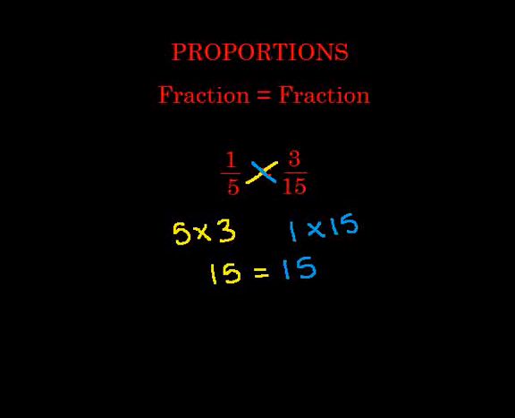Now another way of looking at this is if you took 3/15 and you reduce that fraction, try to find a number that divides into 3 and 15. That's a 3. 3 divides into 3 one time, and 3 divides into 15 5 times. See how 1/5 equals 1/5. So it works out. So these two fractions, yes, they are proportional.